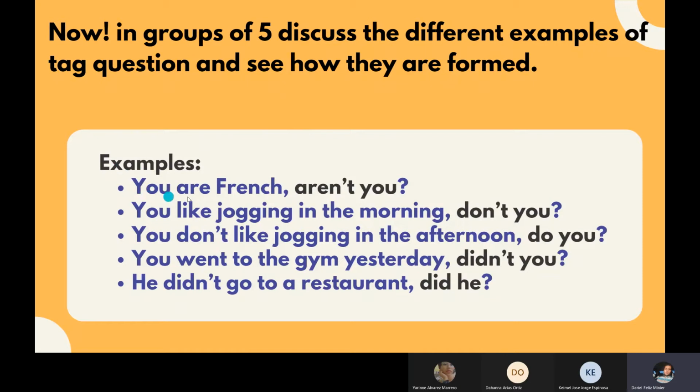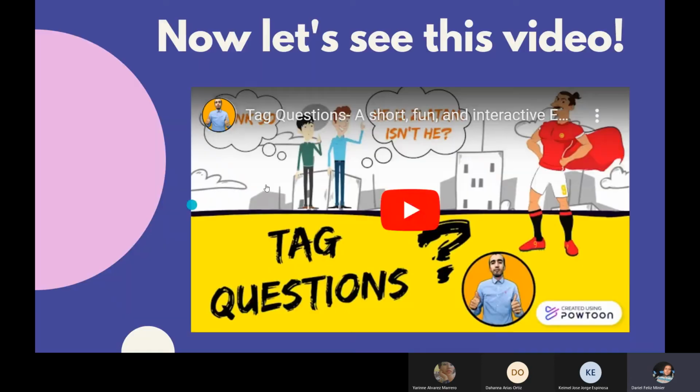As you see here, the examples: you are French, aren't you? You like going in the morning, don't you? And you don't like going in the afternoon, do you? As you can see, if the statement is negative, the tag question is positive, and if it's positive, the tag question is negative. We don't have time to do it in groups now, but let's continue with the class. Now, let's see a video to know more about tag questions.